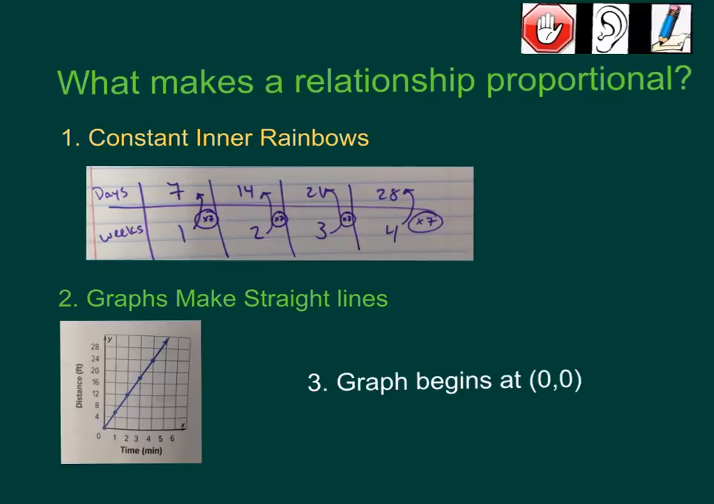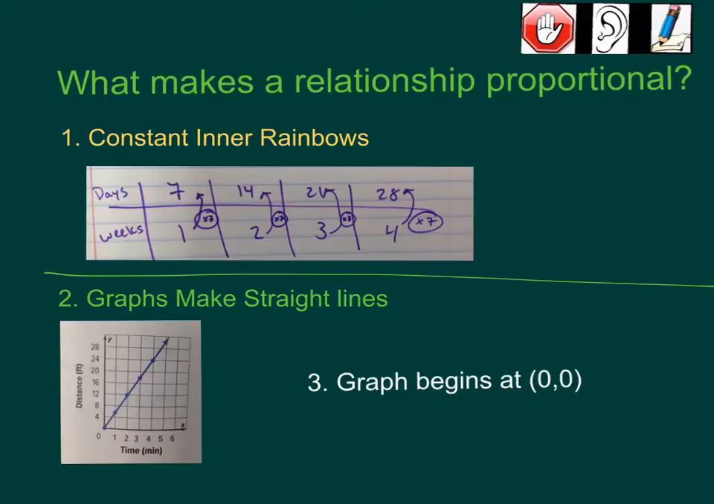If you don't have a table, or if you only have a graph, then you might need to graph this. But if your graph begins at 0, 0, just like this one does, that guarantees that it is proportional. So if your graph makes a straight line and it begins at 0, 0, you got yourself a proportional graph.